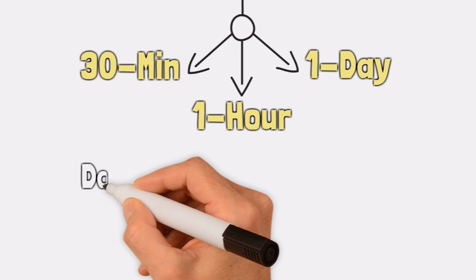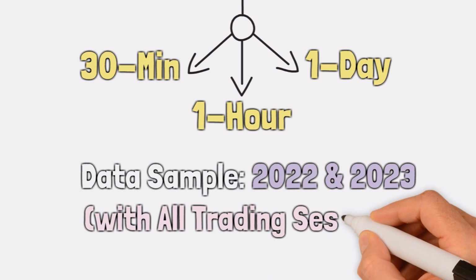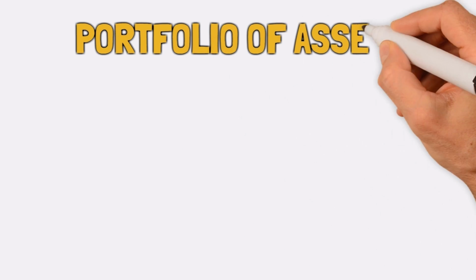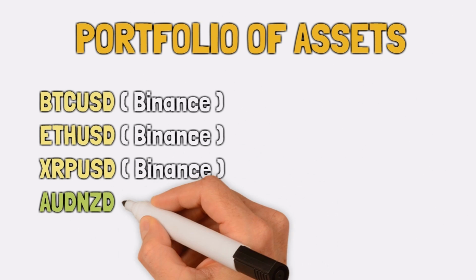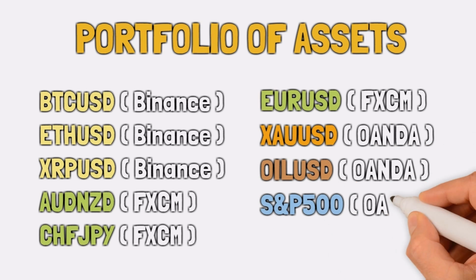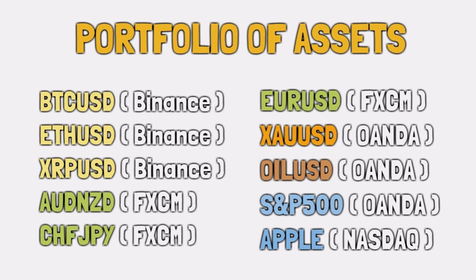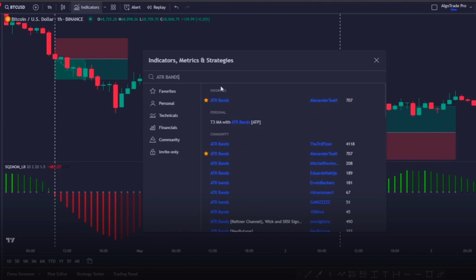On every time frame, I will use the data sample from 2022 and 2023 with an efficient and diverse portfolio of assets from different markets, which are Bitcoin, Ethereum, XRP, three currency pairs, gold, oil, the S&P 500 index and the Apple stock.